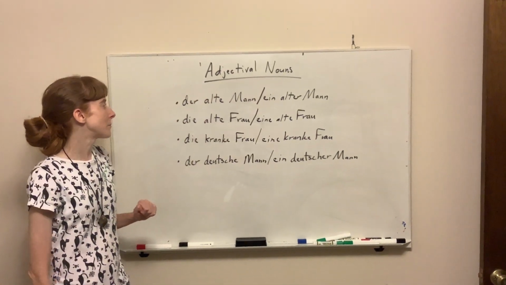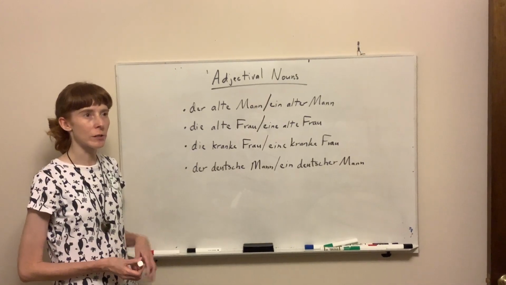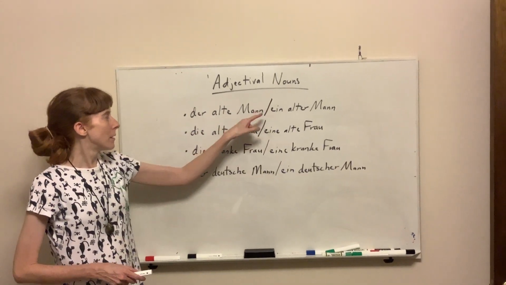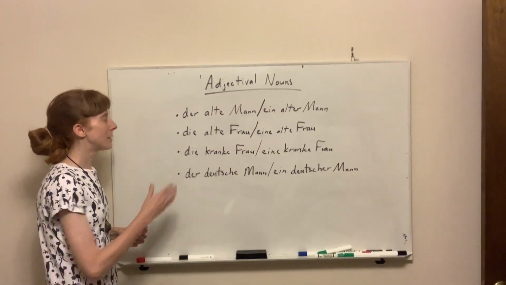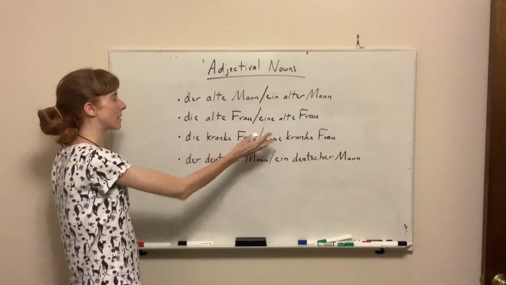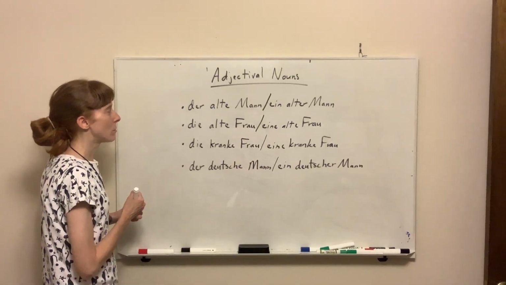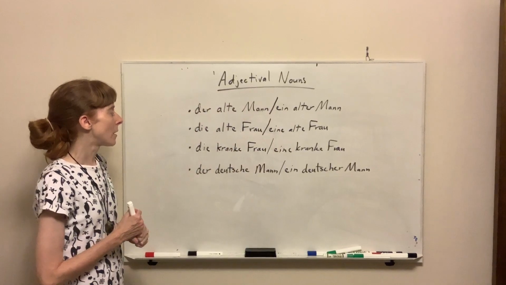Adjectival nouns. So I've got some examples here using adjective endings, and we did adjective endings earlier in chapter 9. Der alte Mann, ein alter Mann. Die alte Frau, eine alte Frau. Die kranke Frau, eine kranke Frau. Der deutsche Mann, ein deutscher Mann. So these are all examples that have an adjective in front of a noun.